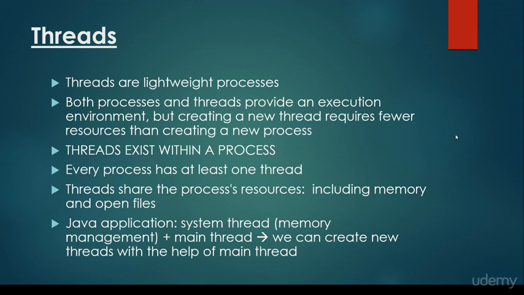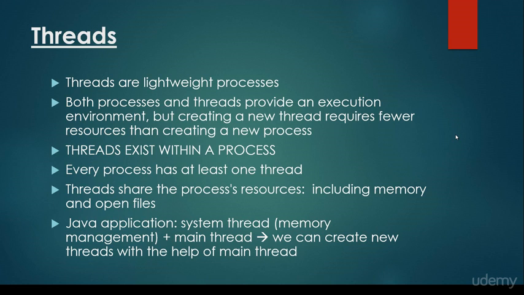It's very important that threads exist within a process. So every process has at least one thread. And threads share the process's resources, including memory, for example, and open files. That's why synchronization is needed, because, for example, two threads can manipulate the same memory. For example, we store a reference to a counter, and several threads can increment the value of this counter. So that's why we have to synchronize it. We have to make it self-consistent.